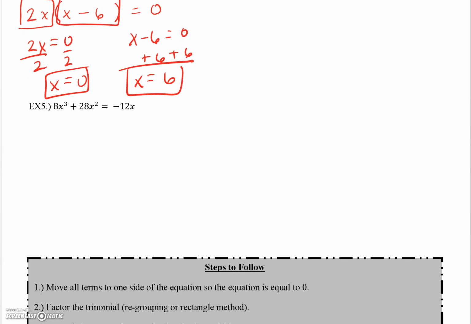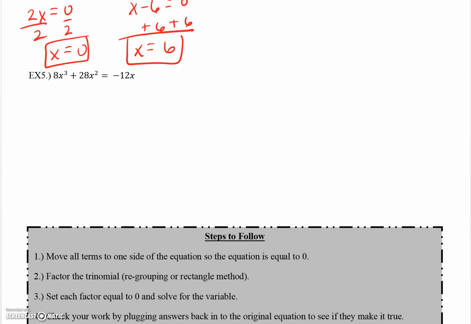Let's take a look at example 5. The first thing that I notice is that it's not equal to 0. That's okay. You can make it equal to 0 very easily. So let's add the 12x to both sides to get it equal to 0. The next thing, let's see if we have a greatest common factor. There has to be a greatest common factor because there's something cubed here and they all have an x in them, so I know I can take out an x.